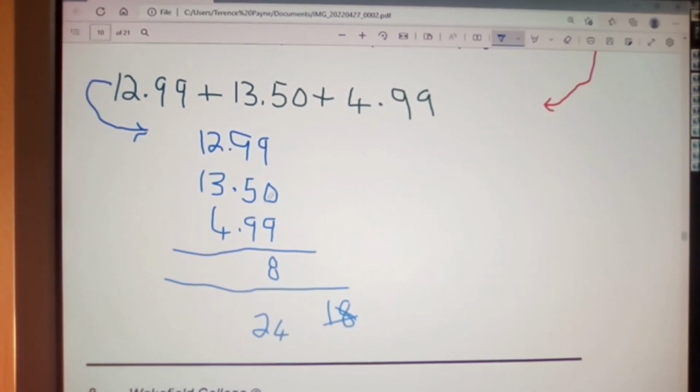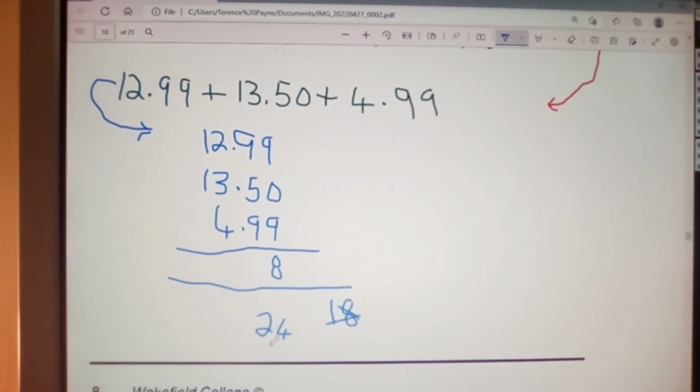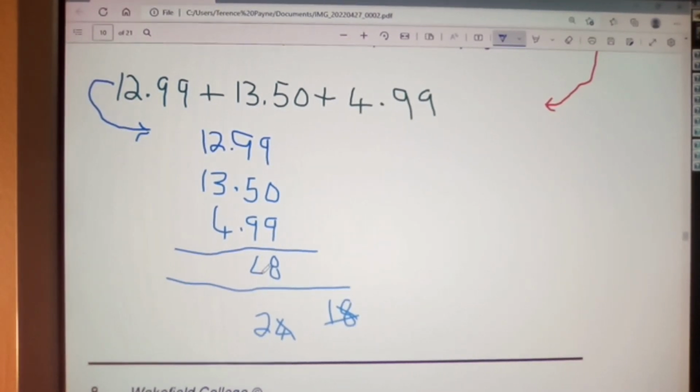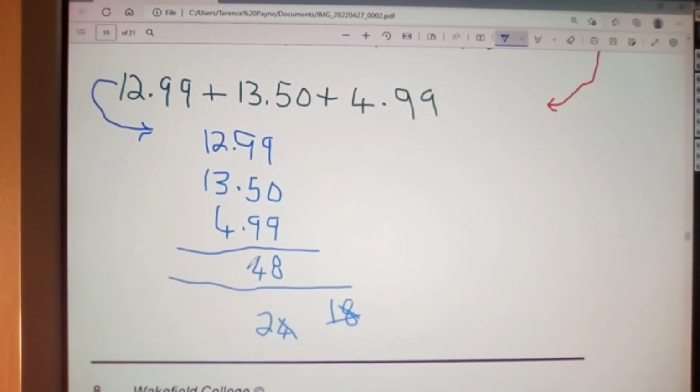Now let's just check again. 9 and 9 is 18, 1 is 19, 1 is 20, 24. I'm happy with that. It is 24. So we cross out the 4 and put the 4 in, making sure you're staying underneath the column that you're meant to be in. Get it in the right column. Now the decimal point goes here, because we have a decimal point all the way up.